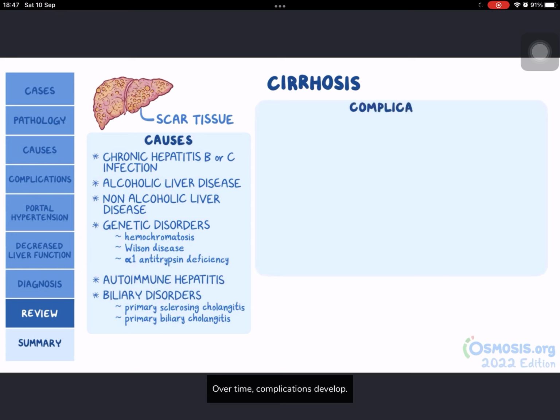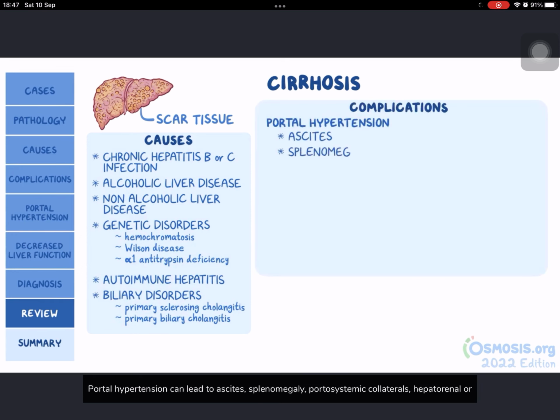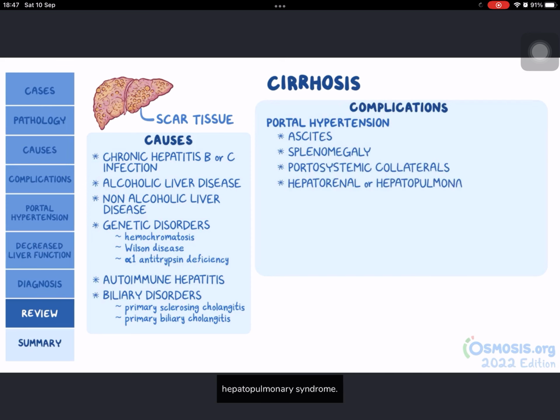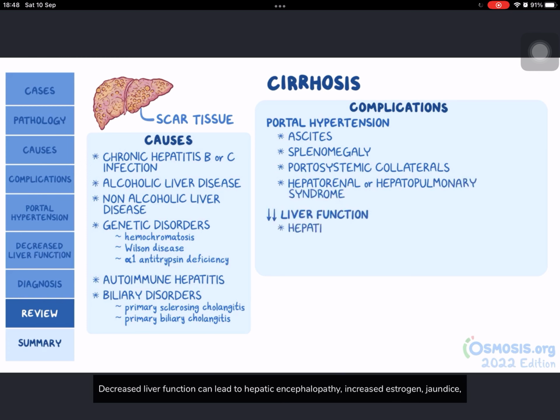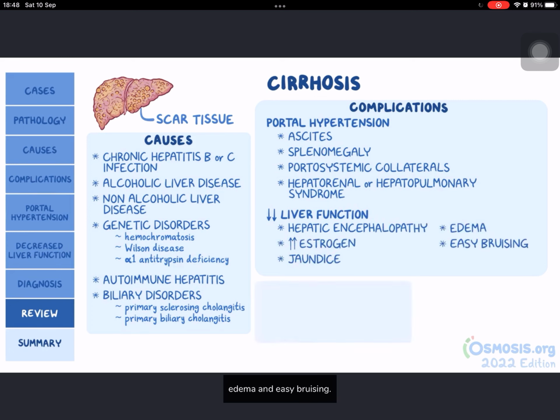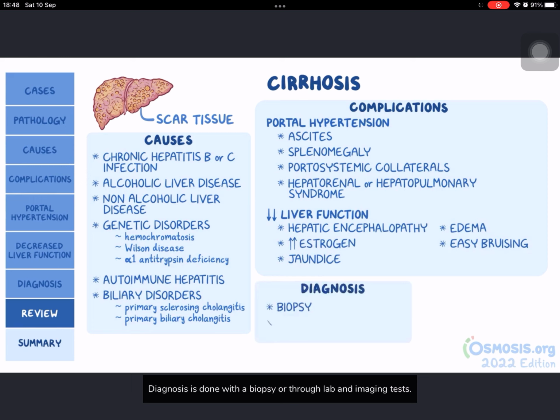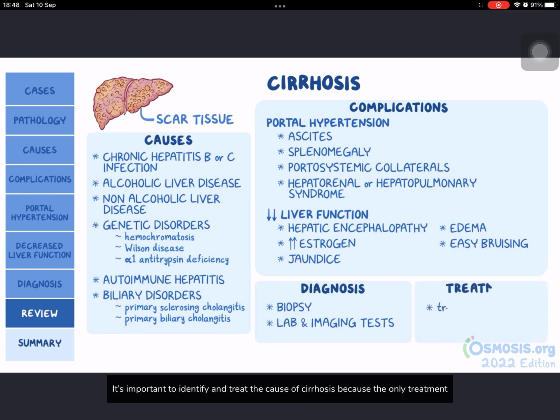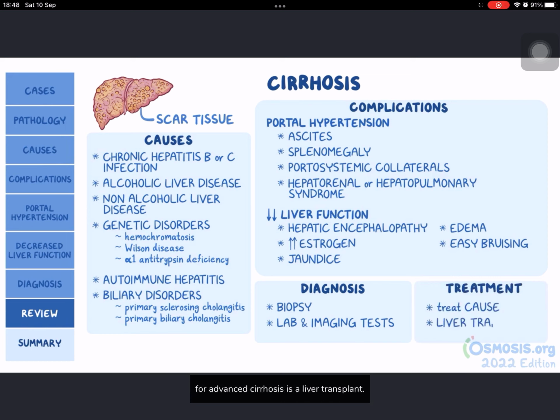Over time, complications develop. Portal hypertension can lead to ascites, splenomegaly, portosystemic collaterals, and hepatorenal or hepatopulmonary syndrome. Decreased liver function can lead to hepatic encephalopathy, increased estrogen, jaundice, edema, and easy bruising. Diagnosis is done with a biopsy or through lab and imaging tests. It's important to identify and treat the cause of cirrhosis because the only treatment for advanced cirrhosis is a liver transplant.